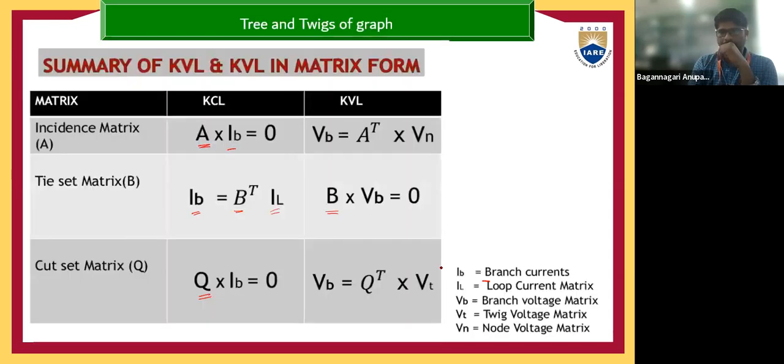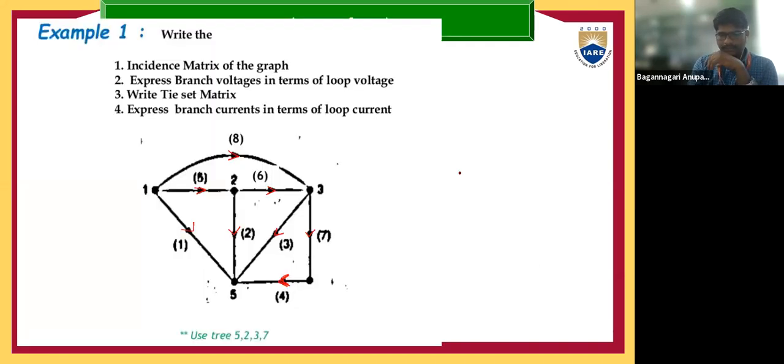By using this formula, we can employ these formulas as well. So just give a try. Can you people try writing the incidence matrix? Are you trying? Okay, go ahead. Give me the incidence matrix.